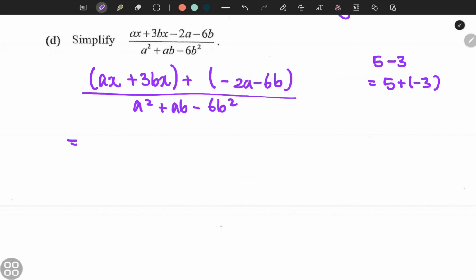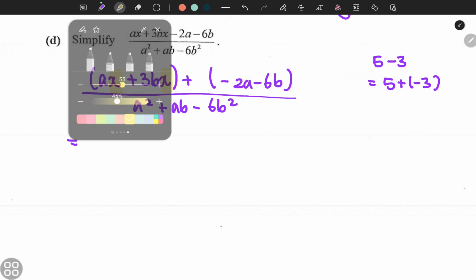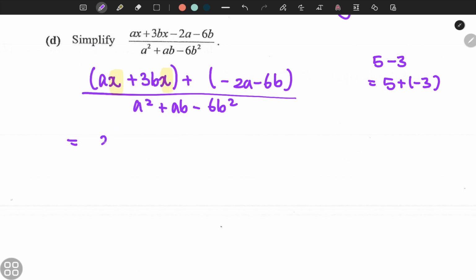Okay, then in my numerator, in this portion here, I see that they have a common factor of x. So that's what I'm gonna do. I'm gonna write it here, x. If I factorize out x from ax, I get just a. Factorize out x from 3bx, I get just 3b.